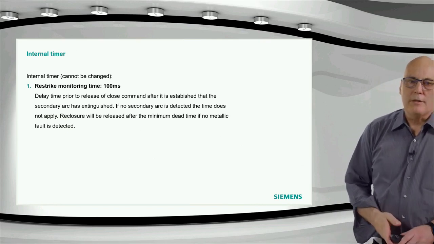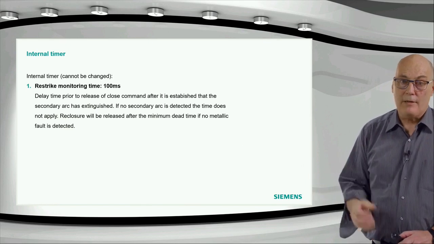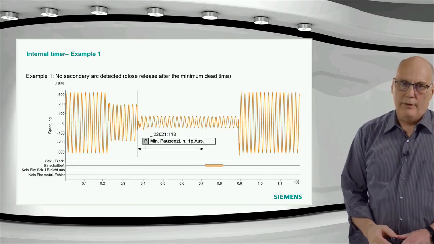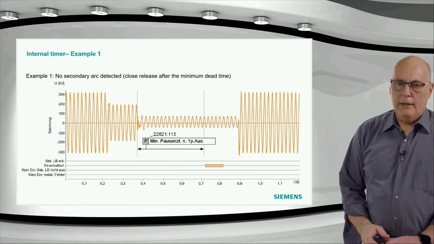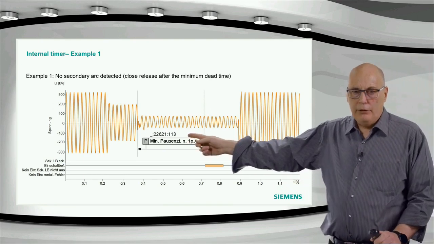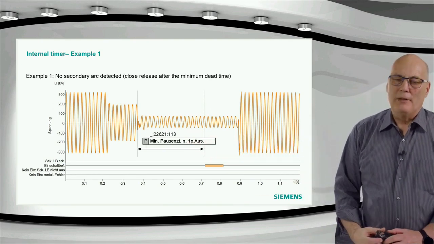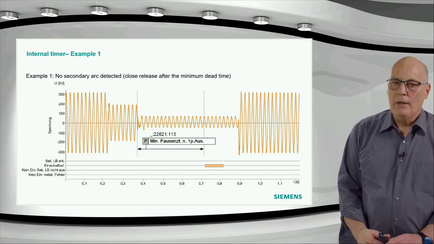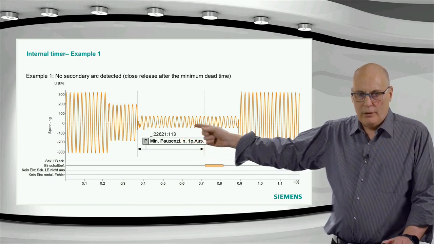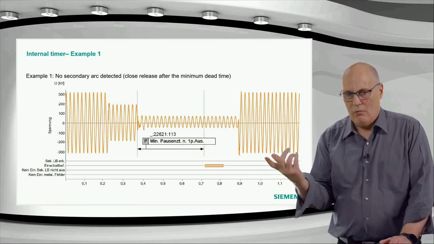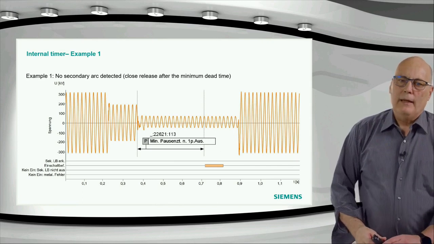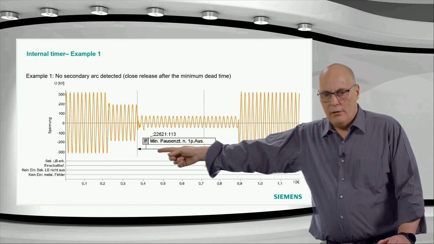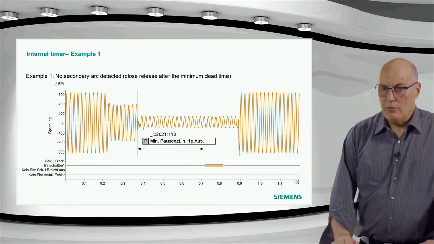We have the two timers. There's the restrike monitoring. That is a fixed timer. It's internal, 100 milliseconds, no setting required. And you have the effect here that you see a very, very short secondary arc. This is a German customer we have. He's got a strange configuration where that can happen, where you can see the fault. When the fault is cleared, there's almost no secondary arc. It's half a cycle of secondary arc, and then the minimum dead time needs to expire. So you don't want to then release the close basically after 50 or 70 milliseconds.